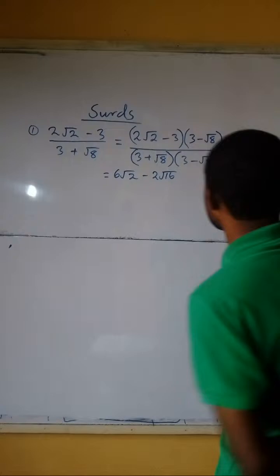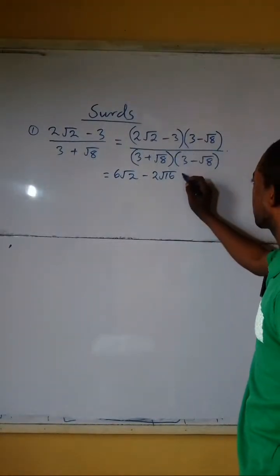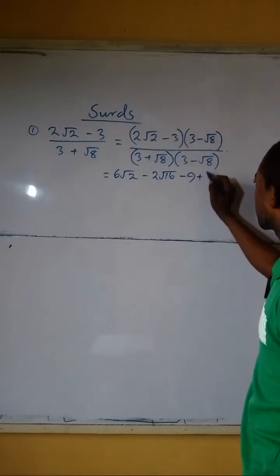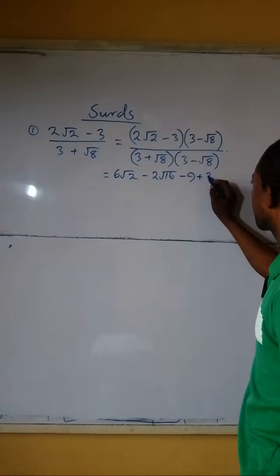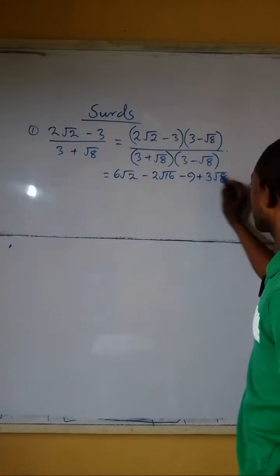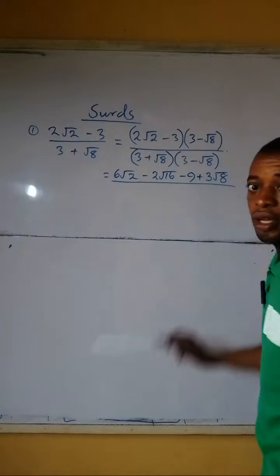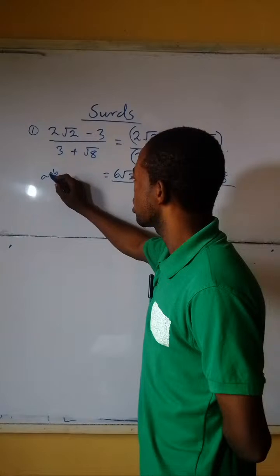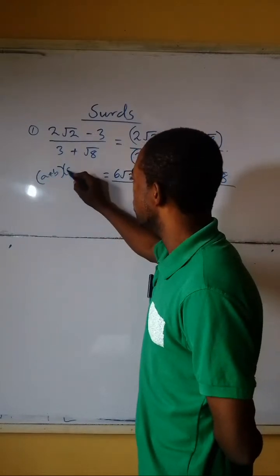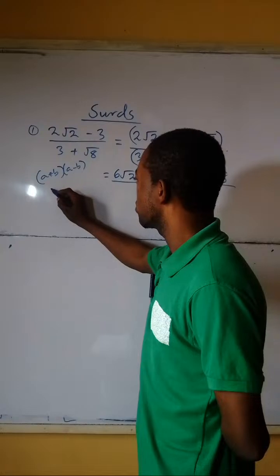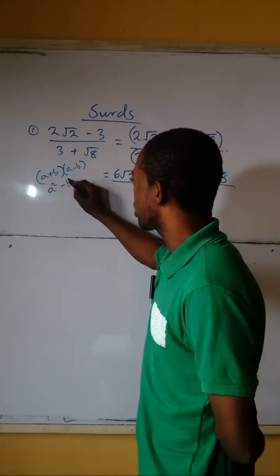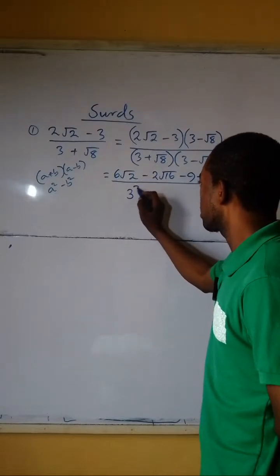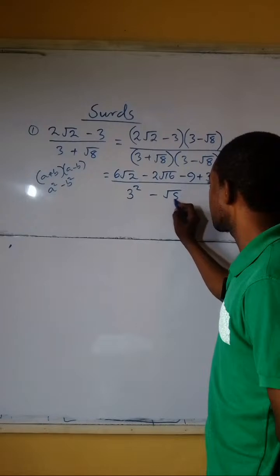Then minus 3, open now. Then minus 3 times 3, that's minus 9. Then minus 3 times root 8 gives us plus, because minus times minus is plus, that's 3 root 8 here. Then divided by what we have here. It follows from when we have (a plus b) into brackets (a minus b), which can be written as a squared minus b squared, from the difference of two squares. That is, this becomes 3 squared minus root 8 squared.